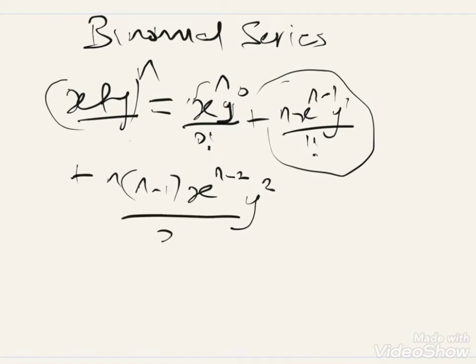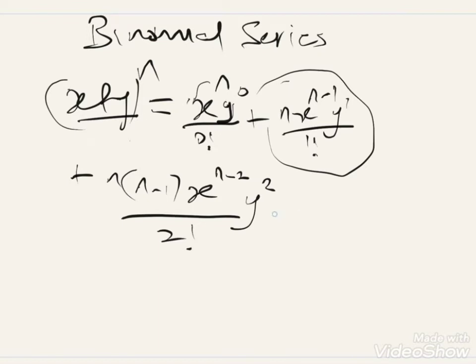2 all over 2 factorial. Like I said, you always divide by the power of what? Y. In the first term, we divided by what? 0, because the power of y here is 0, so by 0 factorial. In the second one, the power of y here is 1, we divided by 1 factorial. The third one, the power of y is 2, we divided by 2 factorial. Mind you, n is not really known, so we can't stop. It is infinite.